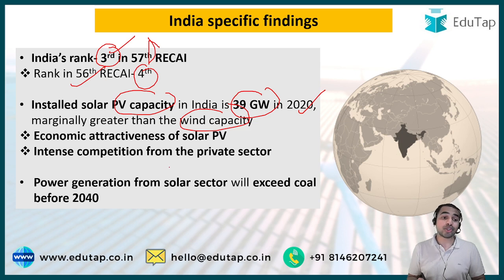And guys, it also says that the economic attractiveness of solar PV was also a factor behind India's improvement, as well as the intense competition from the private sector, which has also played a key role in India's improvement in the ranks of this RECAI index. And guys, it also says that the power generation from the solar sector in India will exceed the power generation from the coal sector before 2040. So guys, that means that India's solar sector power generation will exceed the power generation from coal by year 2040.